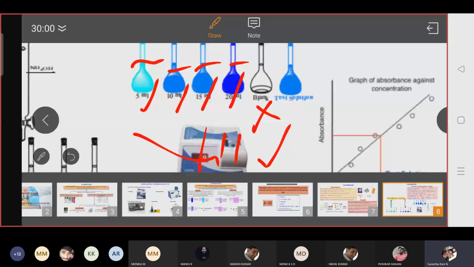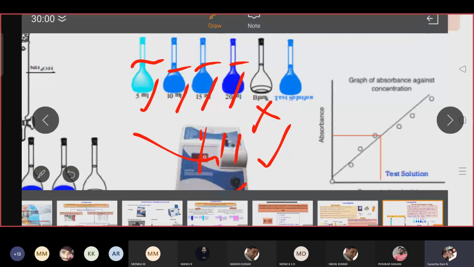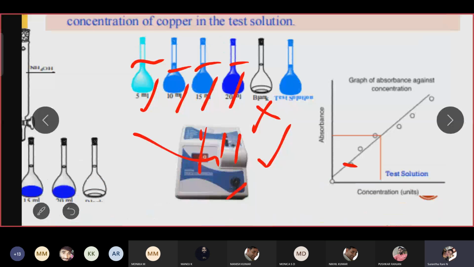Take the sample holder with 5 ml solution and place it in the instrument. It displays some absorbance in the meter, and we point it out here. That is one drop point. You will get the point here for the 5 ml.